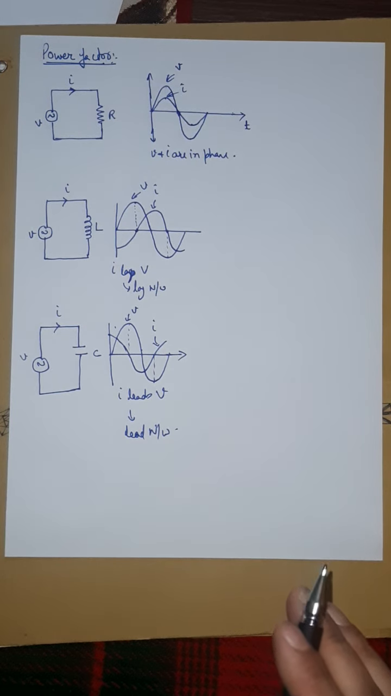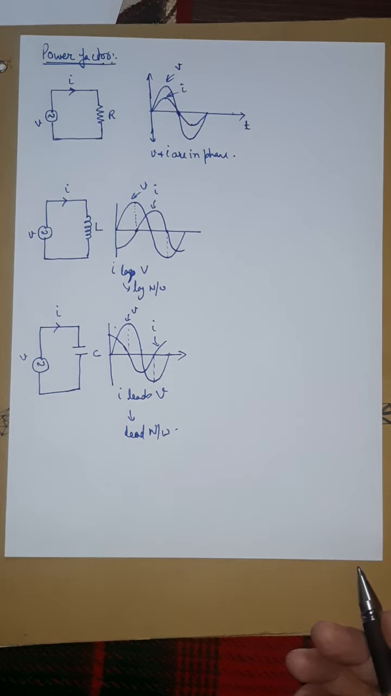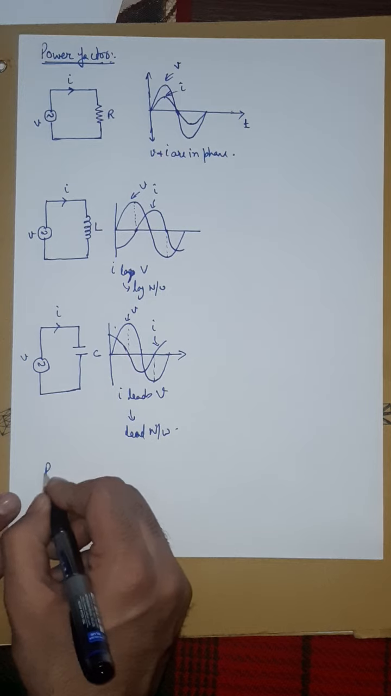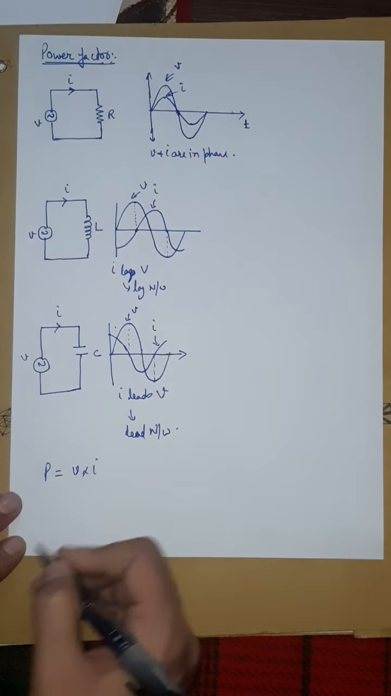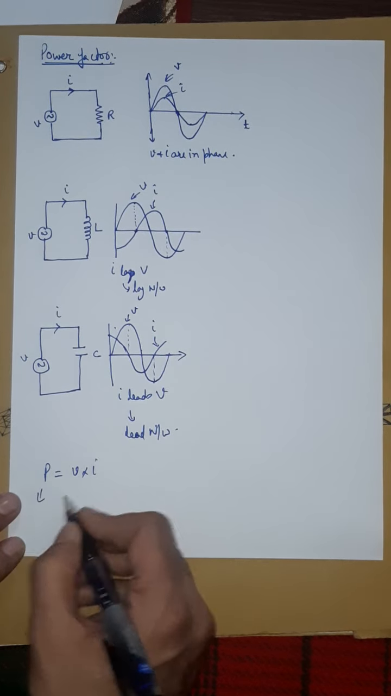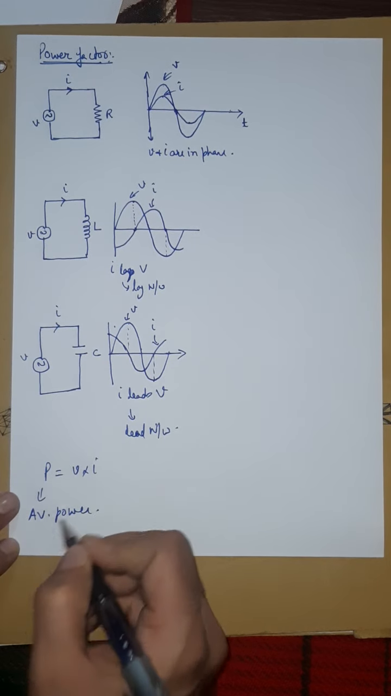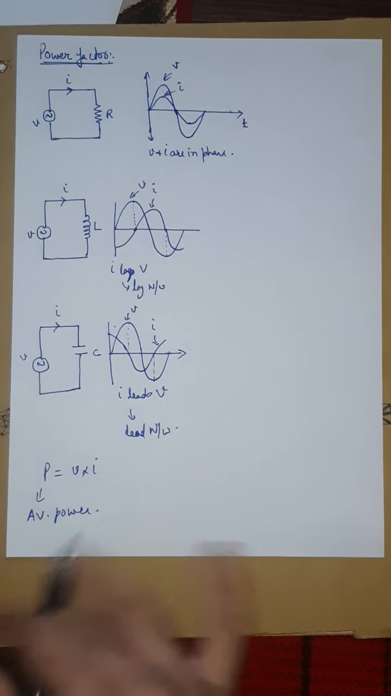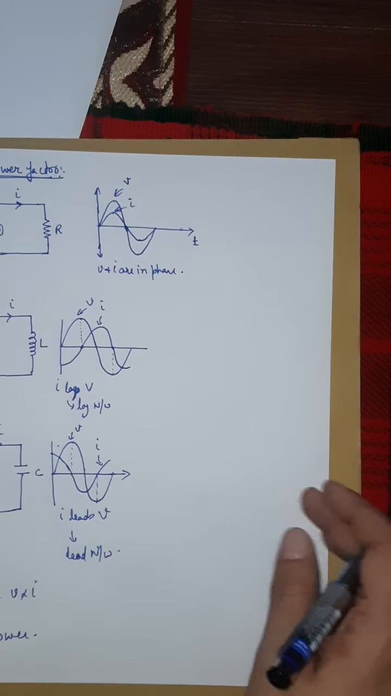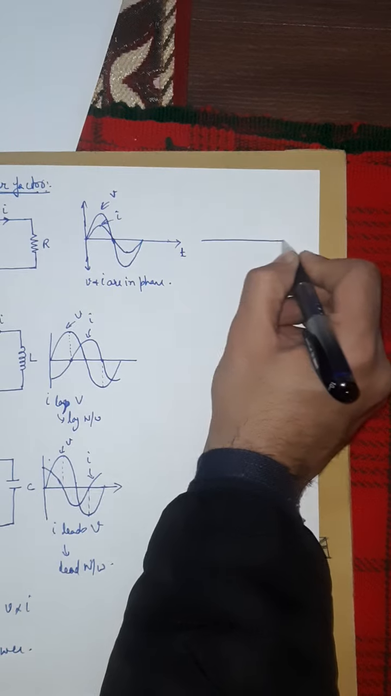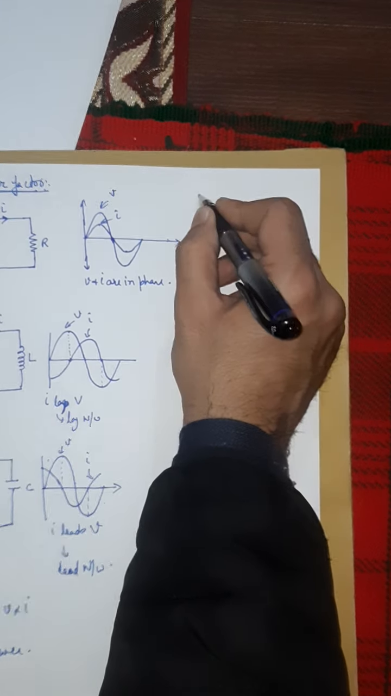So let us draw the power waveform of all three circuits. You know that power is V multiplied by I. This P is the average value of the power. How will you calculate the average value? I will show you. This was the curve like this. I will again draw the curve here.